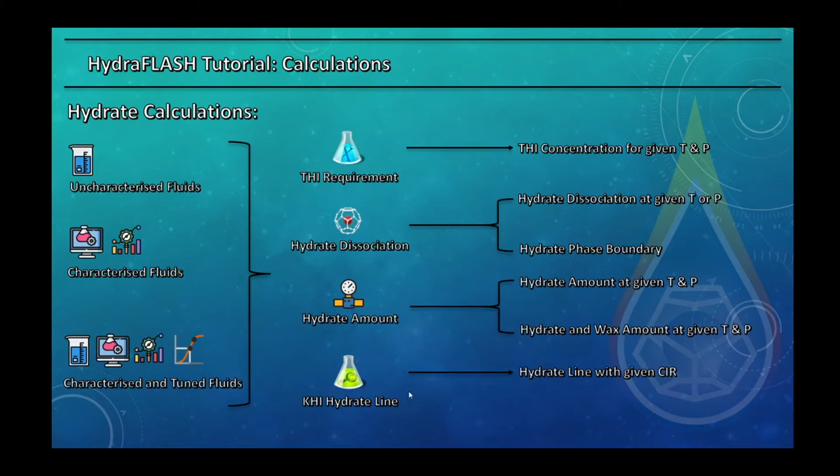The next calculation module is the KHI hydrate line. KHI stands for kinetic hydrate inhibitors. So when you have kinetic hydrate inhibitors, and when you measure this value CIR in a lab, and you know this value CIR for that KHI, you can perform a hydrate line when the KHI is present in the system. I'm going to talk about that when I'm actually performing calculations shortly.